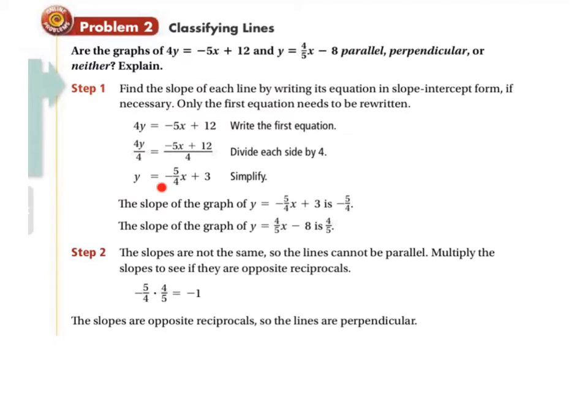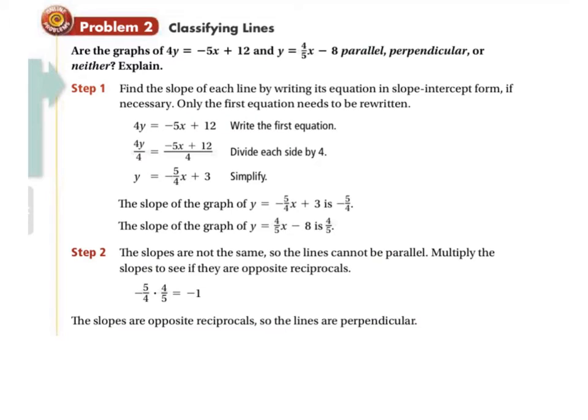And we take a look. The slope is negative 5/4. The slope of the other one was 4/5. Guess what? Because they don't have the same slope, they're not parallel. But they are opposite reciprocals. In other words, if you multiply them, you get -1. So we would say that these two lines are perpendicular.